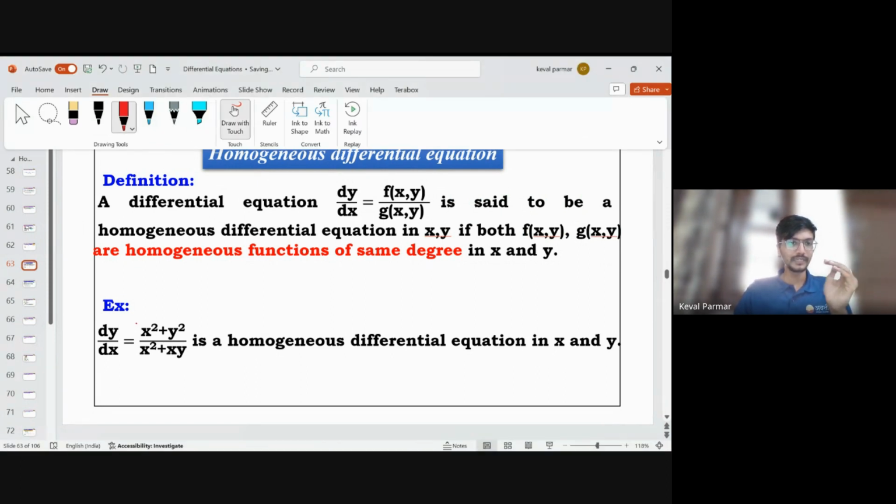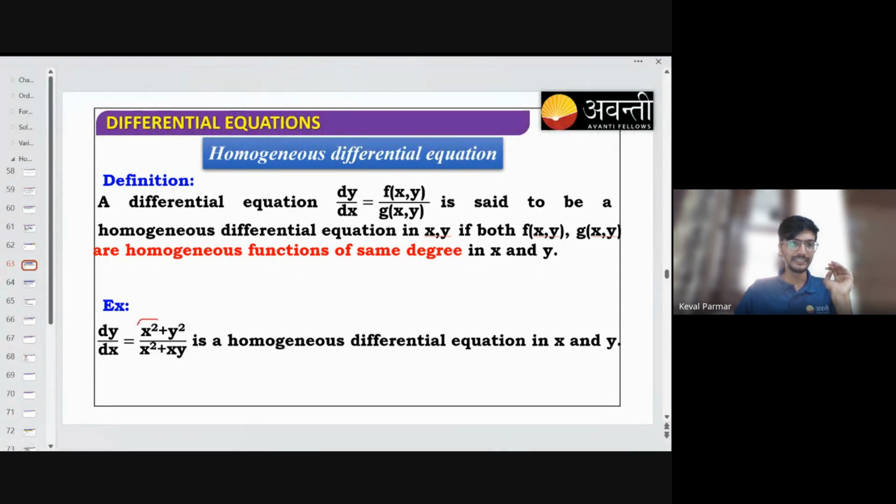One of the ways to check a homogeneous equation: in the numerator, you see this term and this term. There are two terms. The degree of this term is 2. The degree of this term is also 2. That means the degree of all the function in the numerator is 2.